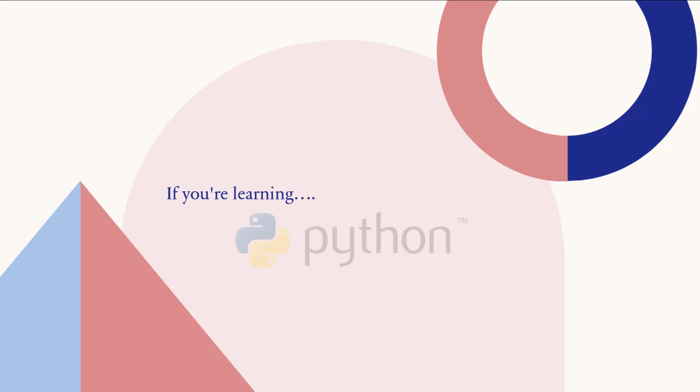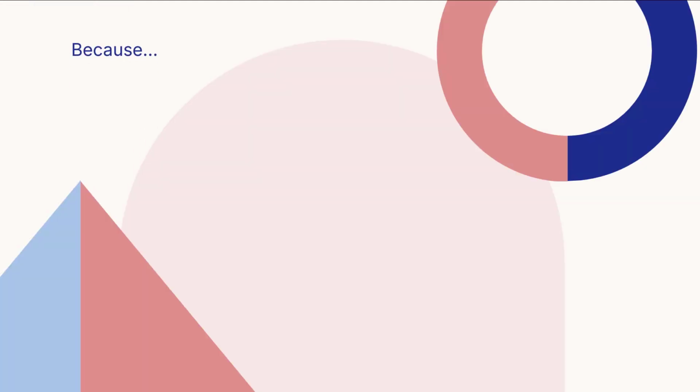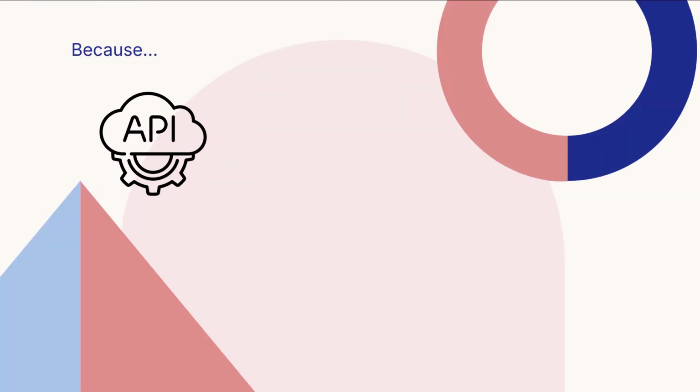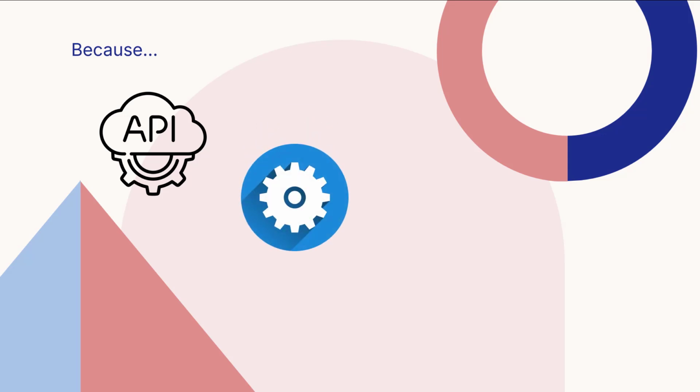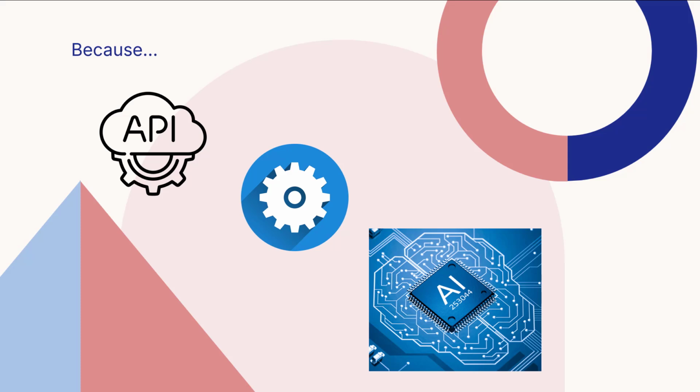Now if you are learning Python, then sooner or later you need to learn about JSON files because JSON is almost everywhere. APIs return data in JSON format. There are multiple configuration files that use JSON. Web applications use JSON, and even many AI tools work heavily with JSON data.